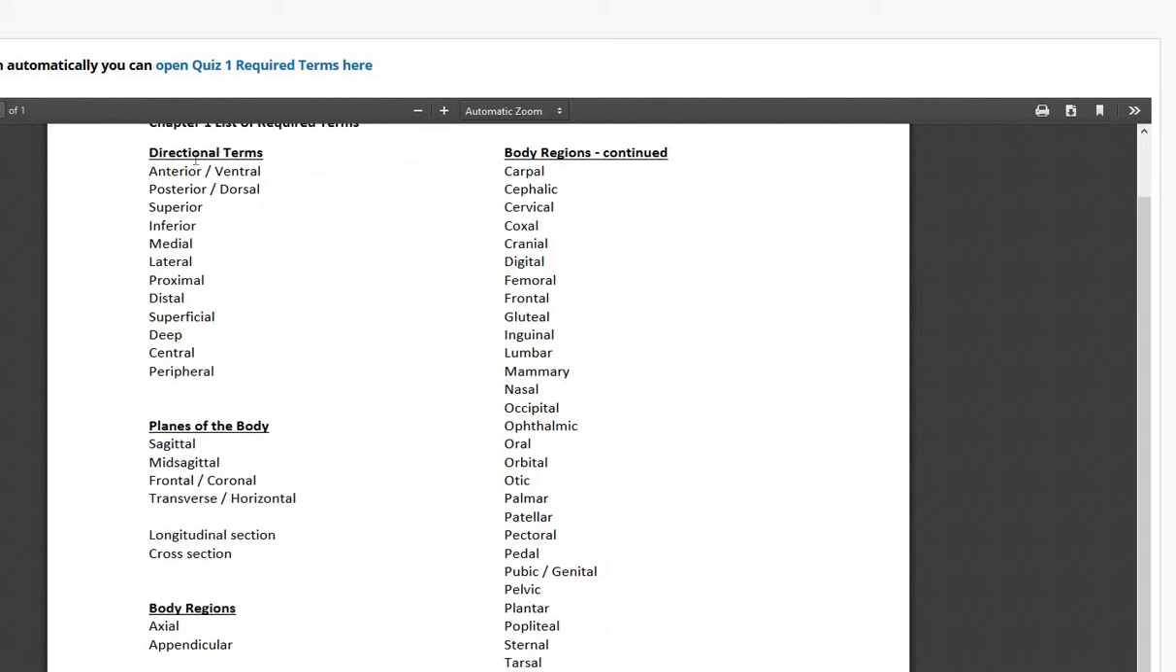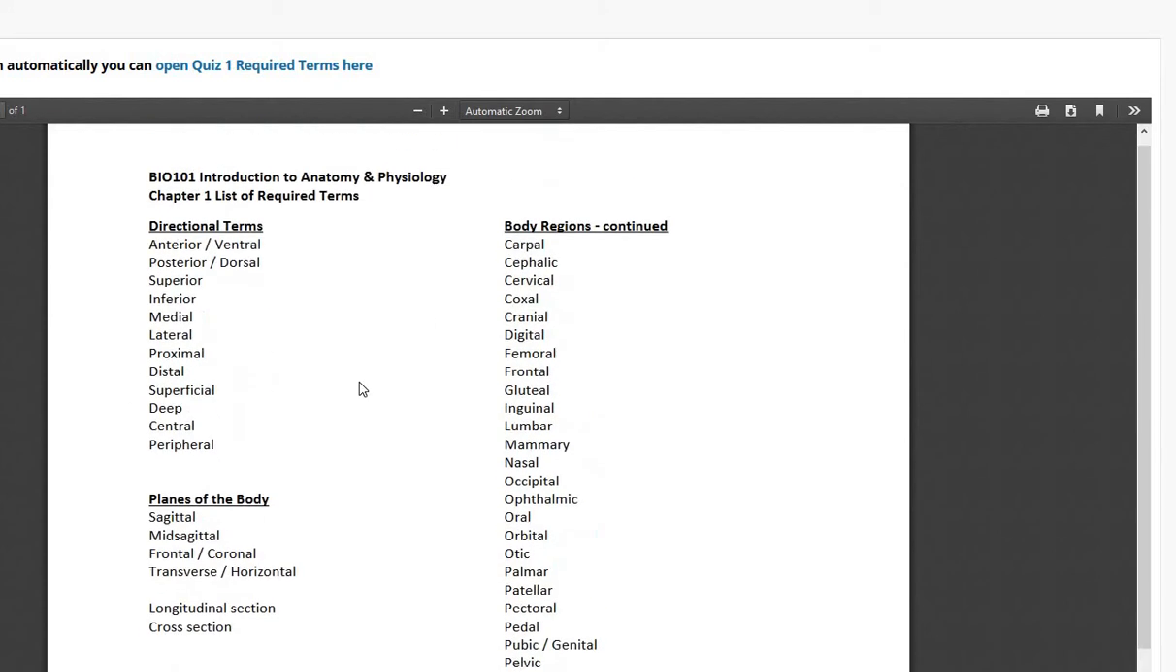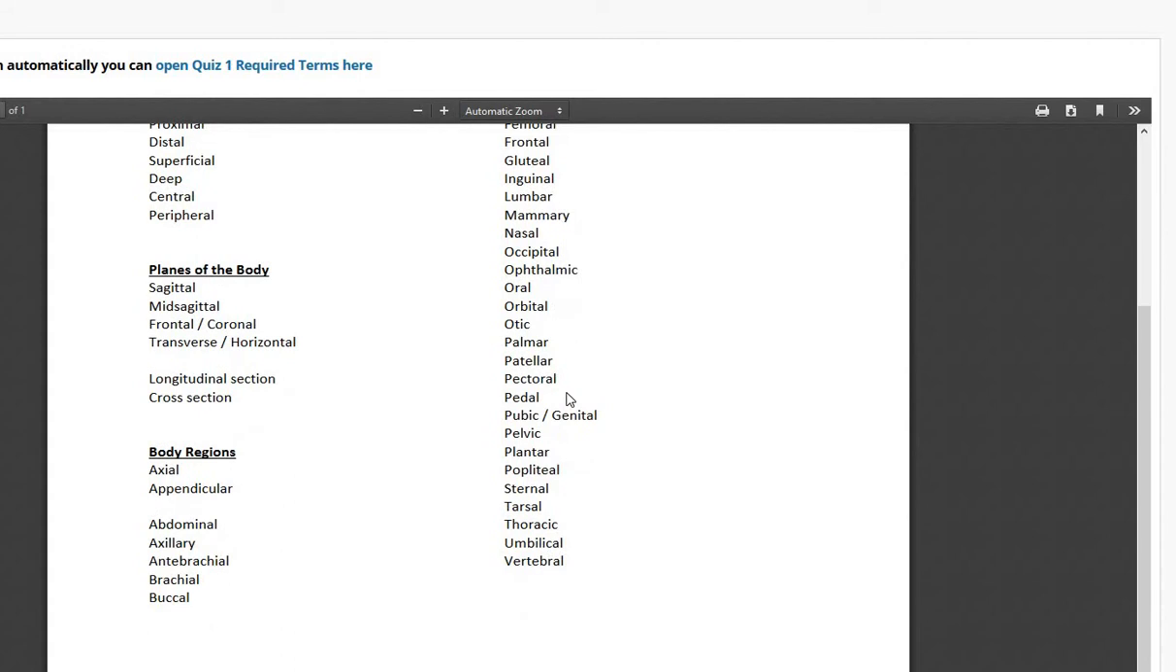So notice that there are some directional terms. We're going to look at these. Planes of the body, and then body regions. All the rest of these are body regions. So I want you to learn these.